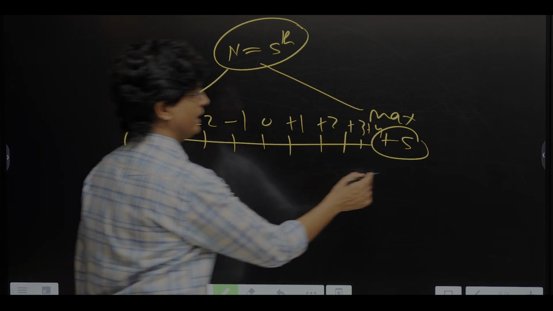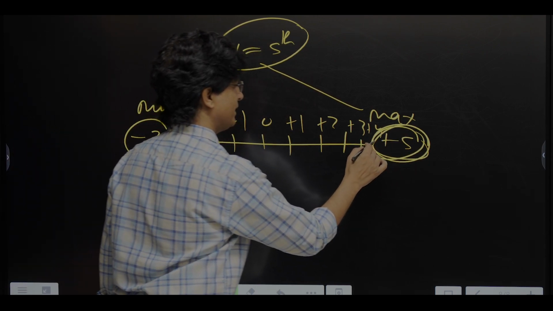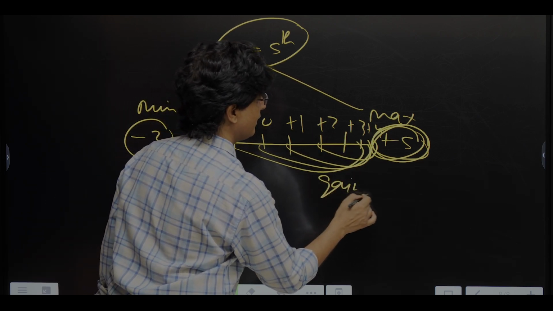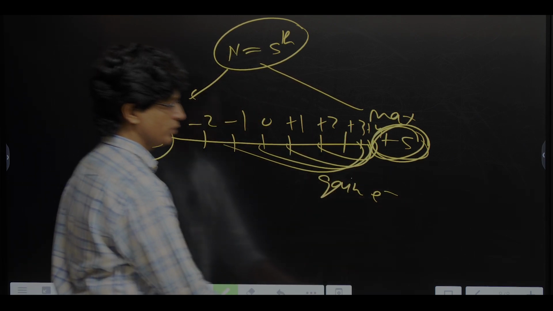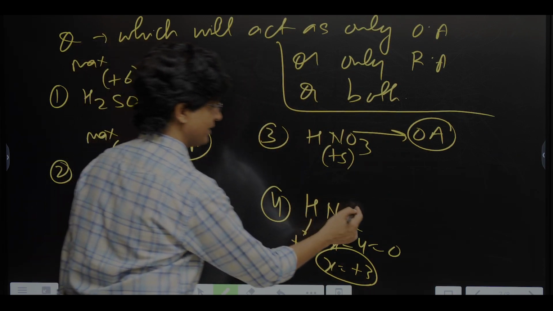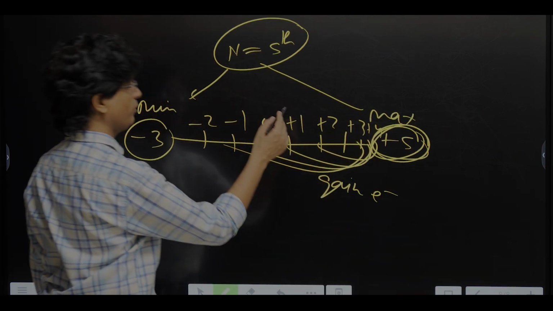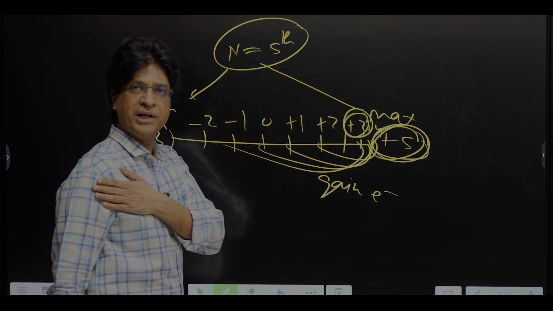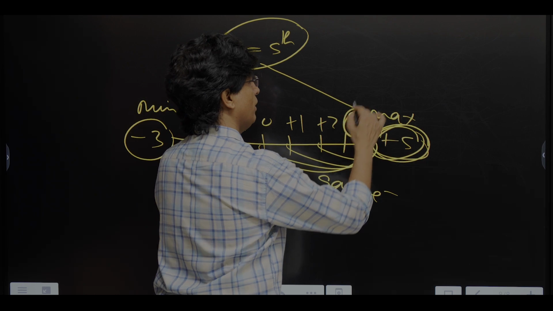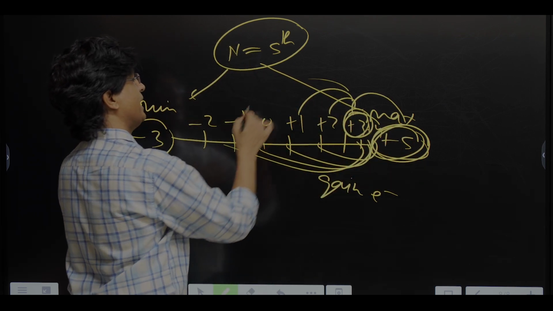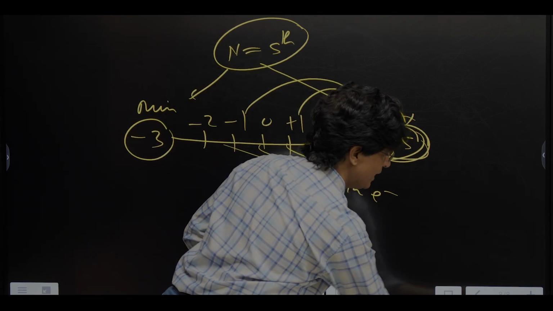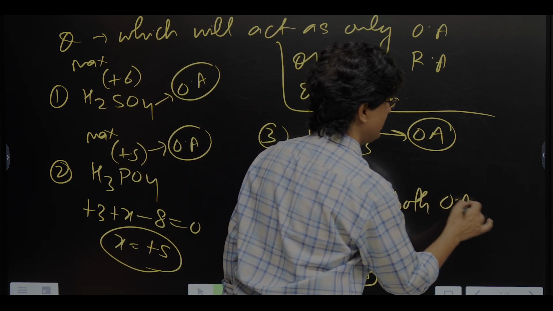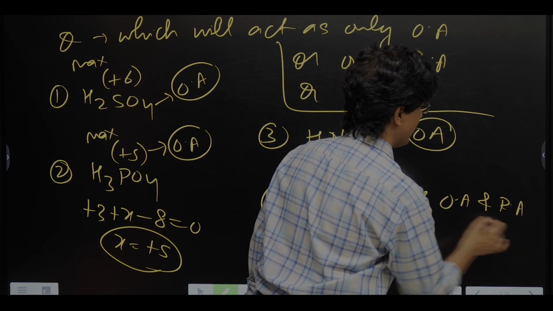But here it is in the maximum state, so it can go only to a lower one by gaining electrons. So it will be acting as an oxidizing agent. This is HNO2. HNO2 is +3, so +3 is an intermediate oxidation state. It can go to +4, +5, +2, +1 and everywhere. So it will be acting as both an oxidizing agent and a reducing agent as well.